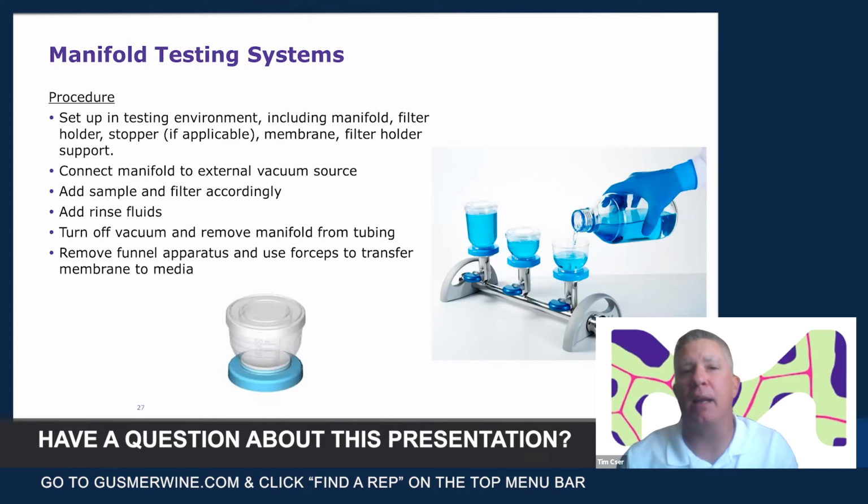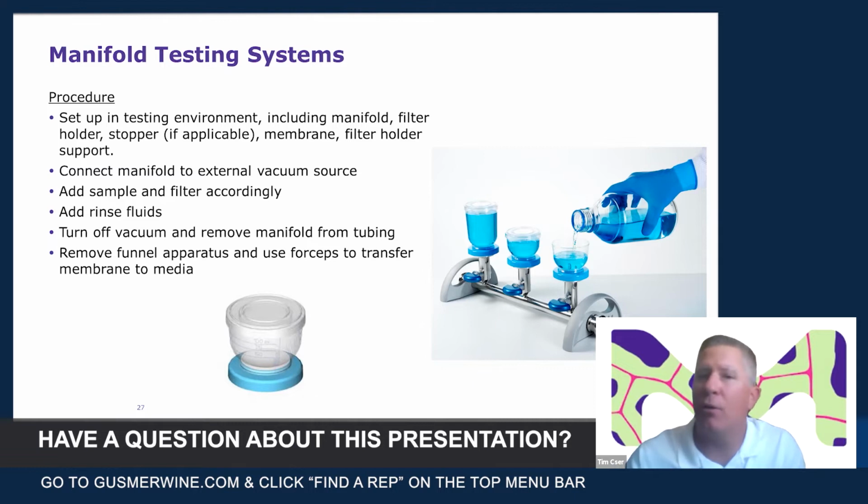So many of you would have manifold testing systems, and that's fine. That's great too. So we have the bottle top system, and this is the manifold system. You might have a 1, 3, or even a 6-place manifold. Some are old. We've got a really great deal going on with Gusmer right now. We'll send that out to you after this presentation as far as getting a manifold for free. So look out for that.